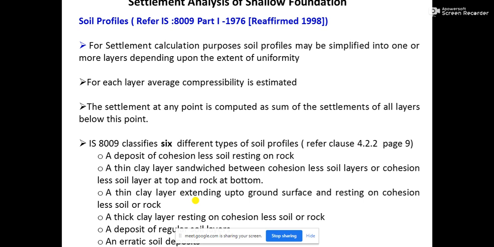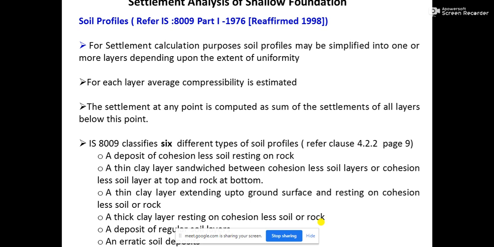If you see the fourth one also, it looks to be the same. Only there is a change in the word: thin and thick. So a thick clay layer resting on cohesionless soil or rock. What is the difference then? See, the difference is here the thickness of the clay layer. In both the third and fourth profiles, the clay layer is starting just below the ground level. However, what is the difference?